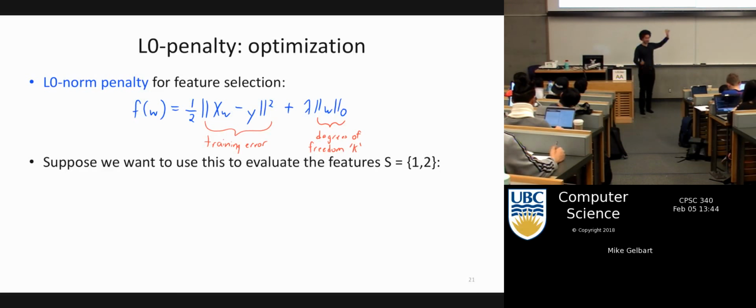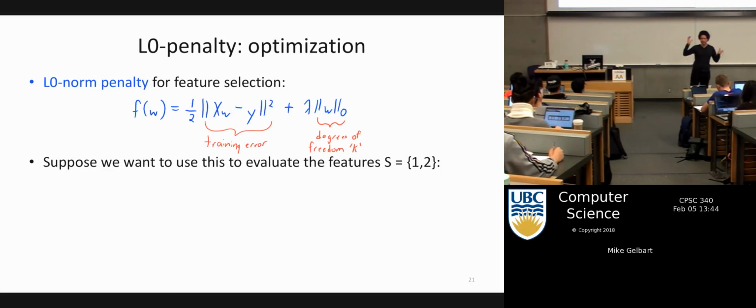So we can write the thing we had before with the size of S. We can write it like this because size of S was the number of features we're using, but we just said using a feature and W non-zero are basically the same thing. So L0 norm of W is basically the same thing as the number of features we're using.